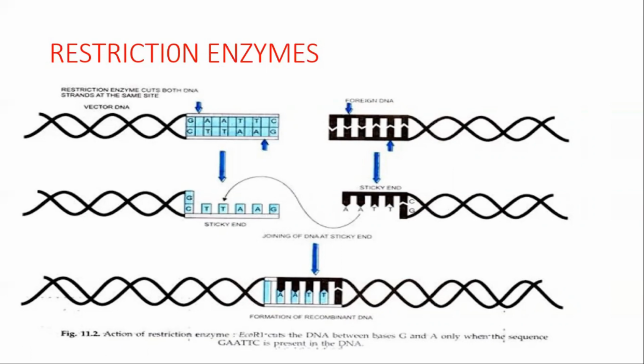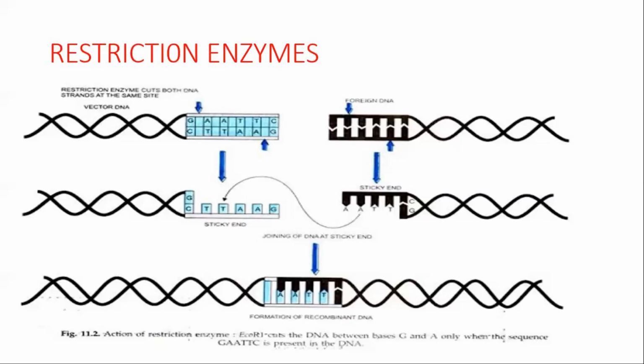Very, very important point. What is the advantage of sticky ends production? These sticky ends are going to facilitate the combination of both strands easily. So bond formation between the vector DNA and your foreign DNA is going to be easier. Or you can say action of DNA ligase is going to be easier when you have sticky ends of the same type. Very, very important. Sticky ends facilitate the ligation of your DNA strands. As simple as that. And then you're going to have formation of recombinant DNA.